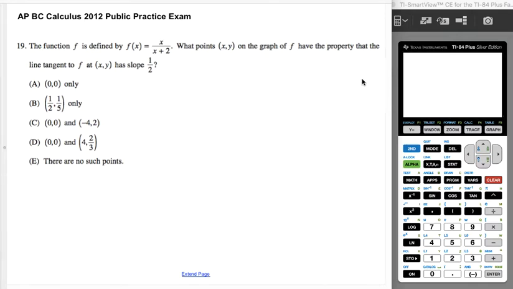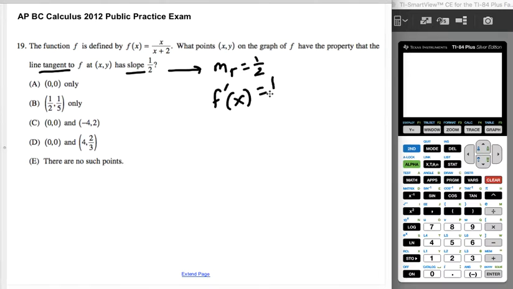All right, so we have this function f of x defined as x over x plus 2. At what points x and y on the graph does the tangent line have slope 1/2? So our first job is to translate. Tangent slope equaling 1/2 is the same as saying we want f prime of x to equal 1/2.